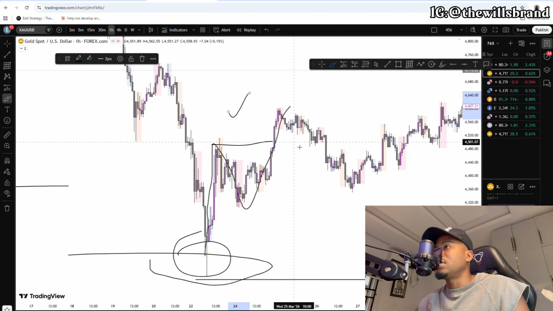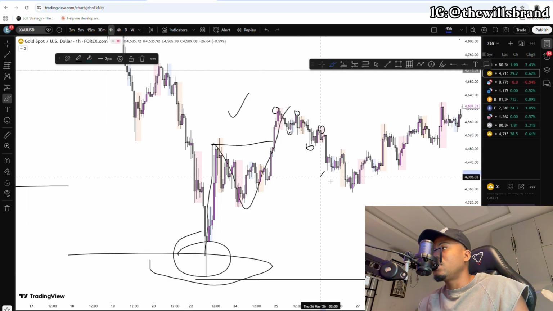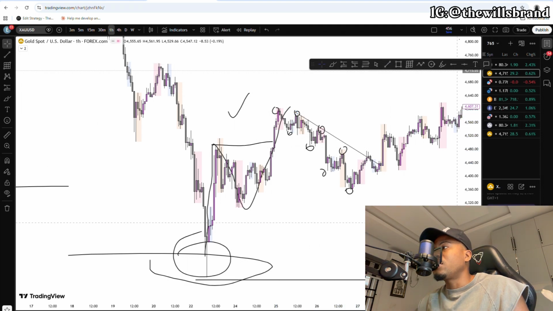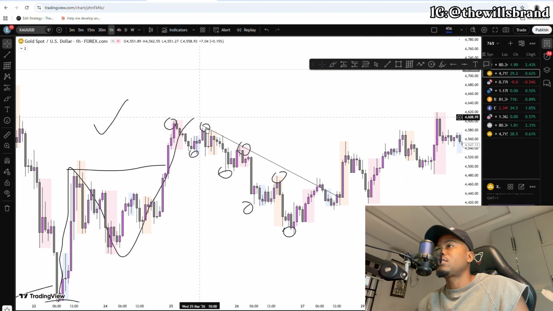So we had this correction. You can see we made a high, low, high, lower low, lower high, lower low, lower high, lower low. Now look at this, if I'm to mark my trend line, I'll start from here and connect the dots, right?